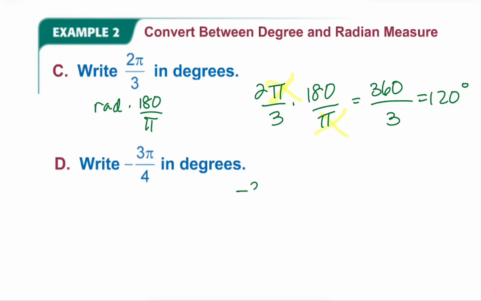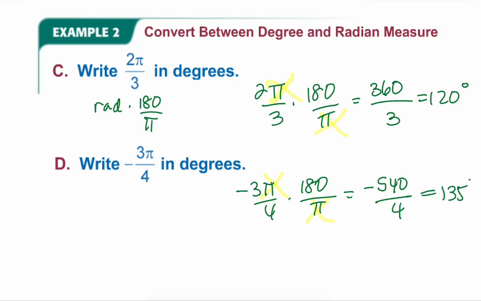Let's do it again. Multiply by 180, take off the pi. Now, you don't have to write the pi. You can just take it off, but I like to actually physically take it off. Multiply by 180, take off the pi. Well, 3 times 180 is 540, so that's negative 540 divided by 4, which is 135 degrees.